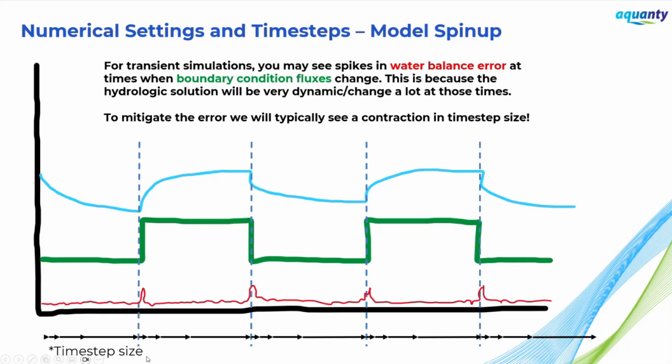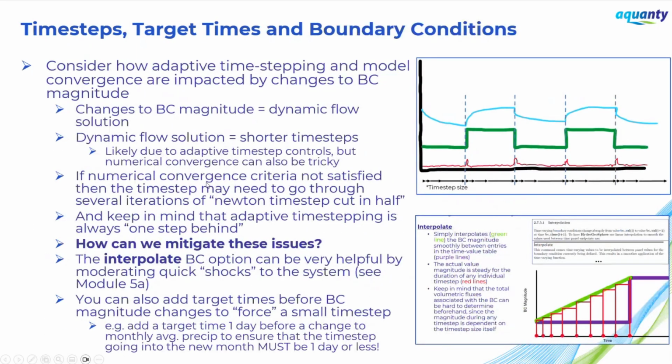If you have a daily transient simulation, by definition, your simulation time step will only be able to be 1 day at a maximum, because your boundary conditions are changing day by day by day. So when it comes to numerical settings and trying to fine-tune things for faster model runtimes, you might need to look into also fine-tuning your target time list, fine-tuning those adaptive time stepping controls, fine-tuning the numerical simulation criteria. There's a lot of different factors that go into it. So yeah, target times are impacted heavily by boundary conditions.